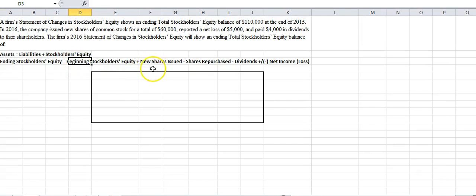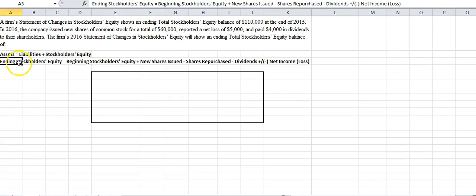Then to that if you bring in more money with new shares, that's going to increase equity, right? If you repurchase some of those shares, that's going to take out the equity that's out there. If you pay your shareholders dividends, that's going to take out the equity. And of course, if you make net income, well, that increases your equity. If it's a net loss, it's going to decrease your equity, right? So this is the equity formula. Ending equity is going to equal beginning equity plus any new shares issued minus any shares repurchased minus any dividends given to the common shareholders plus net income. If it's a net loss, you subtract it, okay?